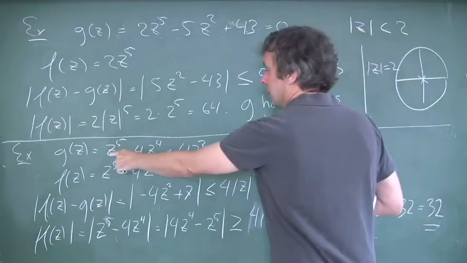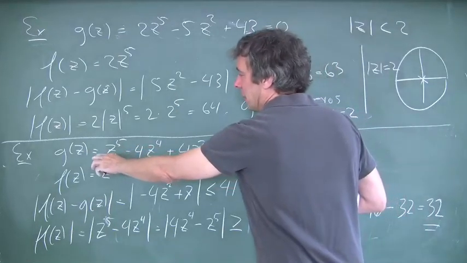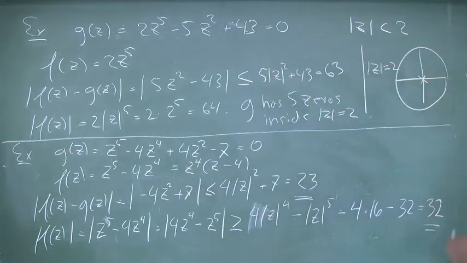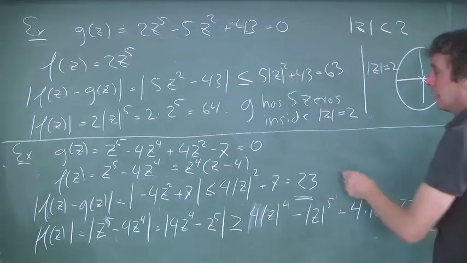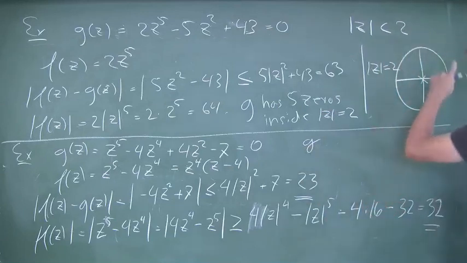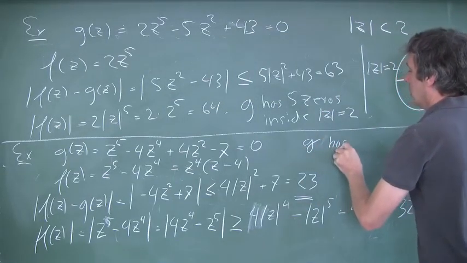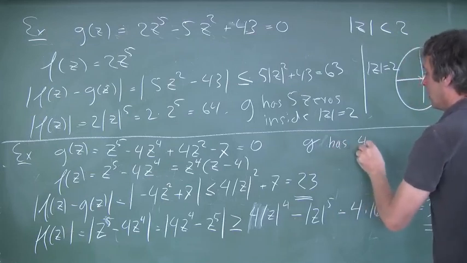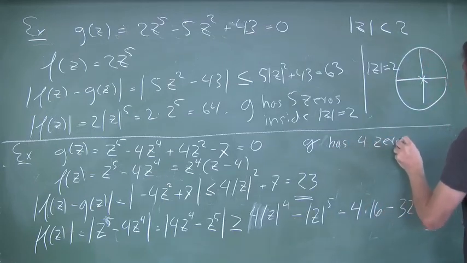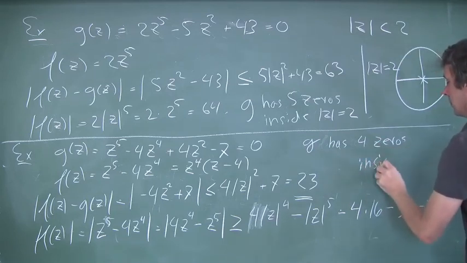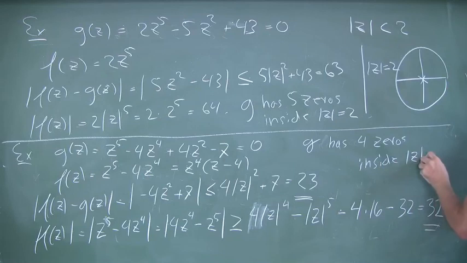So the conclusion is that one of the zeros of G must also lie outside, and only 4 of them will lie inside here now. So G has 4 zeros inside this circle.